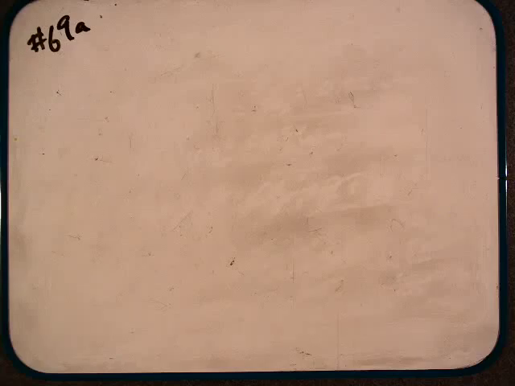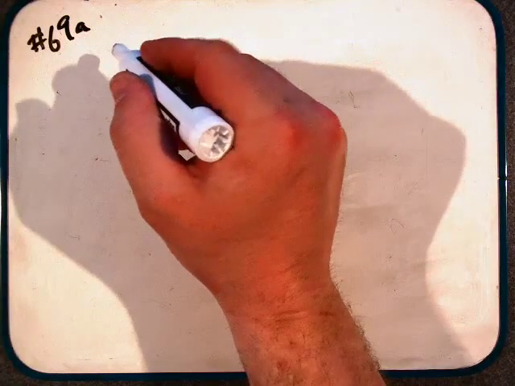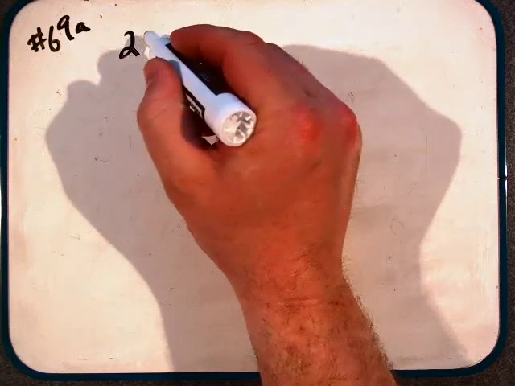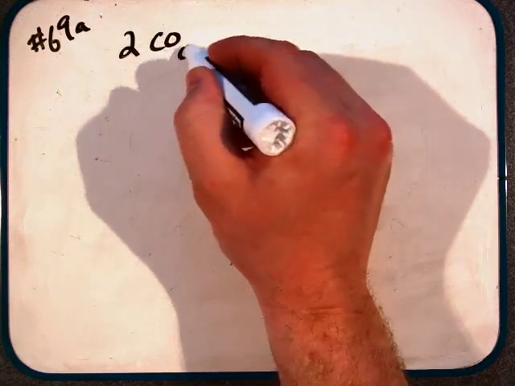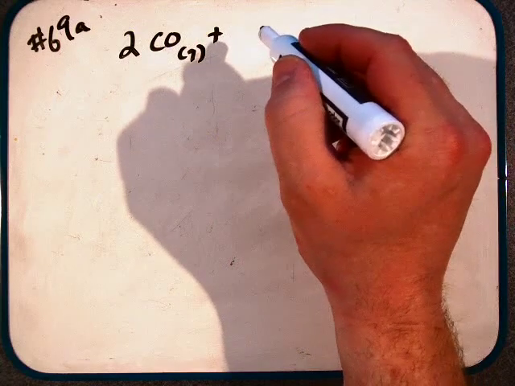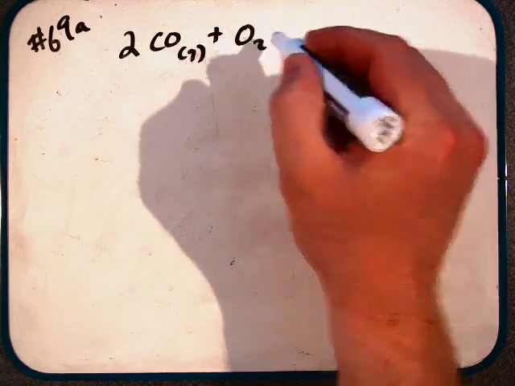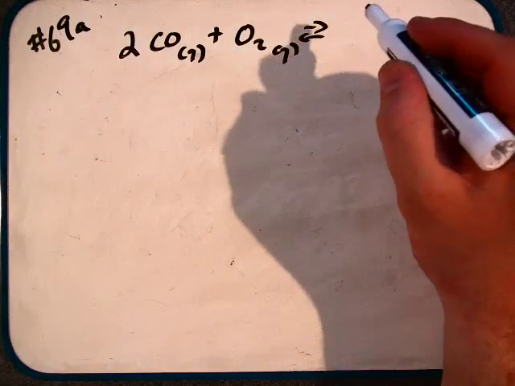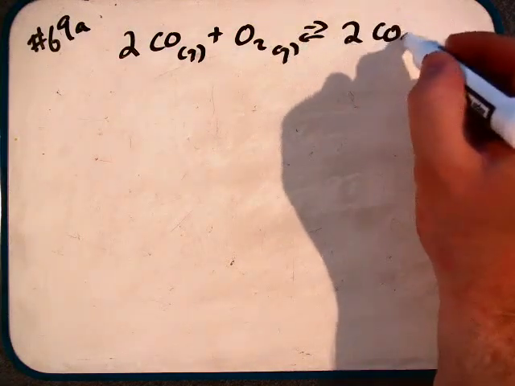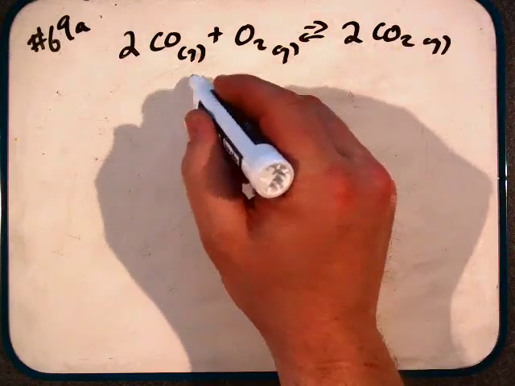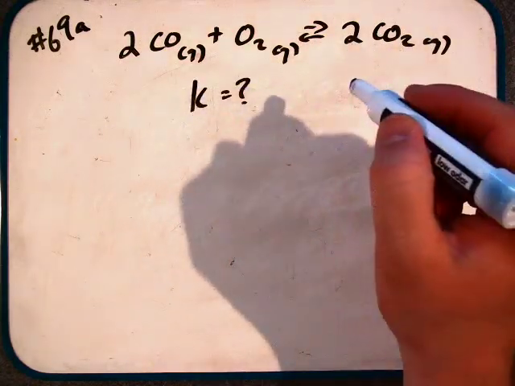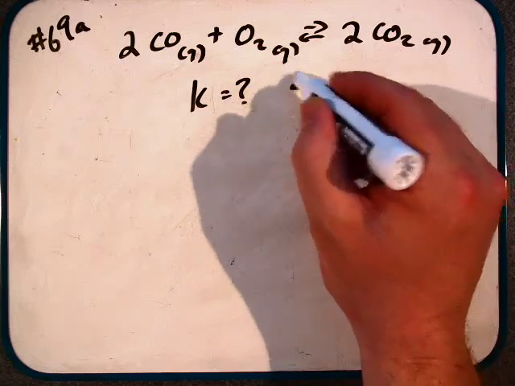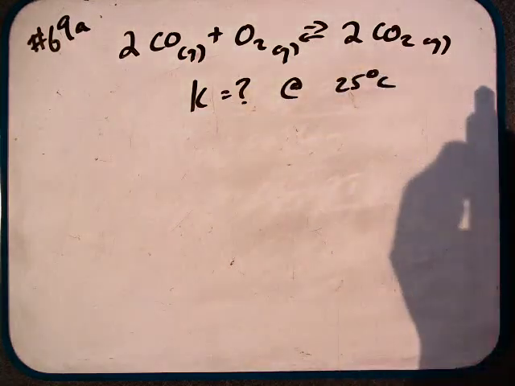This is number 69, part A from chapter 18. It asks us to calculate the equilibrium constant for the following process: 2 carbon monoxide plus O2 as a gas is in equilibrium with 2 CO2s. And we want to know what our equilibrium constant is equal to at 25 degrees Celsius.